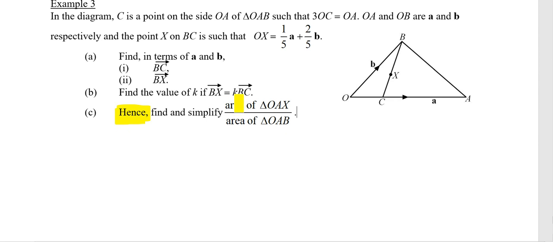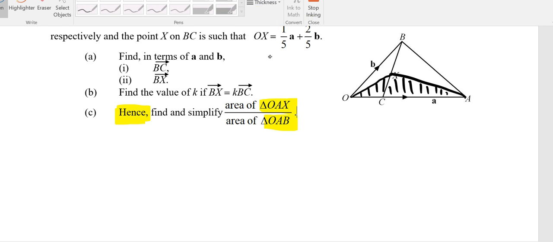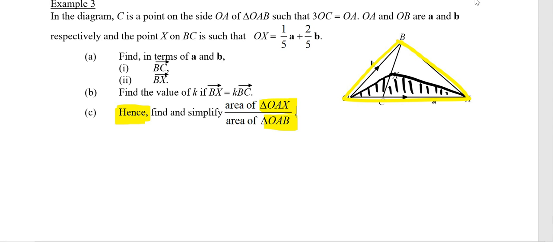Okay, so to understand the question, they require you to find the fraction or the ratio linking OAX, which is here, and OAB, which is the entire triangle. So for the entire triangle and OAX, we will now think about which case these two triangles belong to. Is it the similar triangle situation? Do they share a common height and common base? Or the last case where they share a common angle?